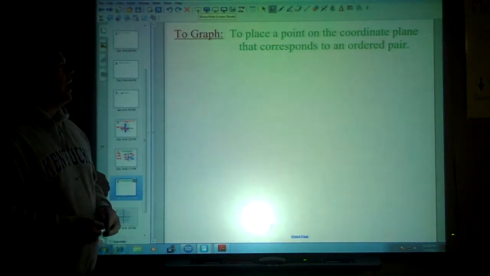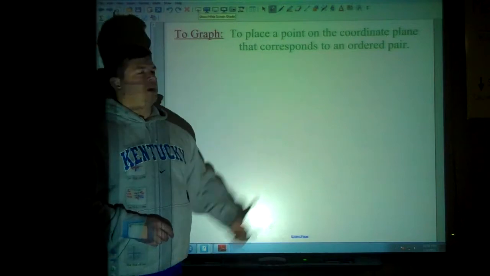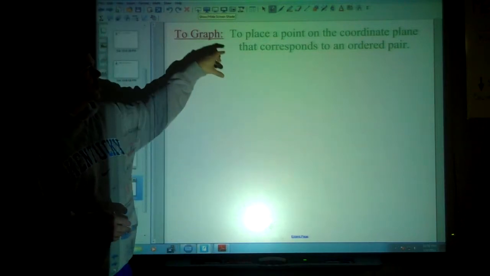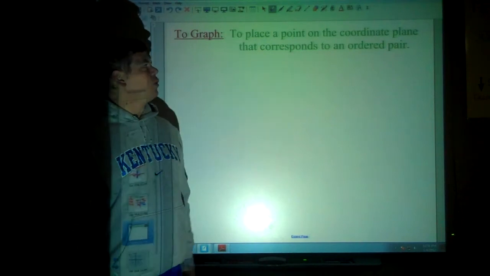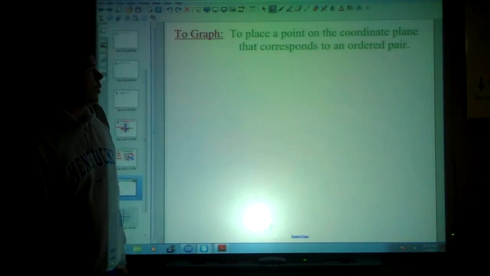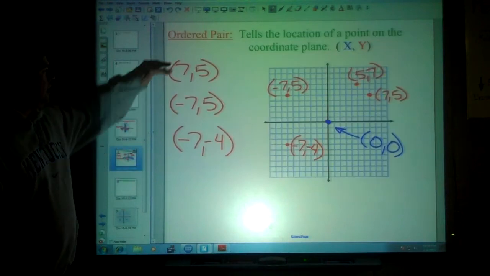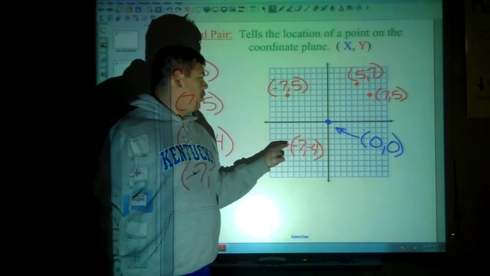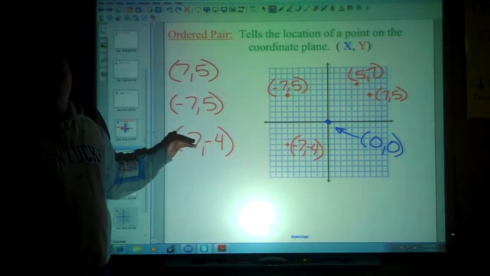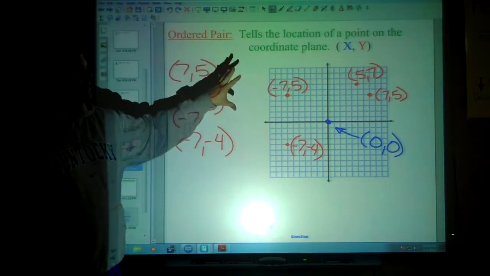Alright, when it comes to graphing, that's the actual act of placing the points on the coordinate plane that correspond. Correspond is a fancy word for matches. So placing a point on the coordinate plane that corresponds or matches to an ordered pair. When I had this data here, these points were given, I placed dots on the coordinate plane according to these values. That was the act of graphing.